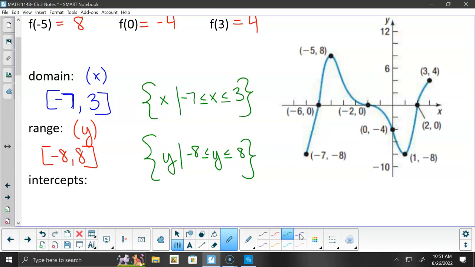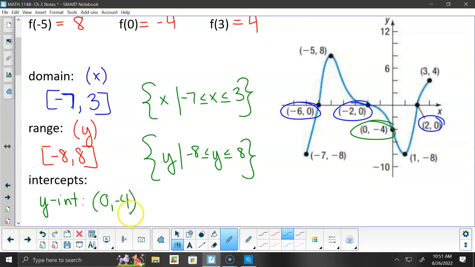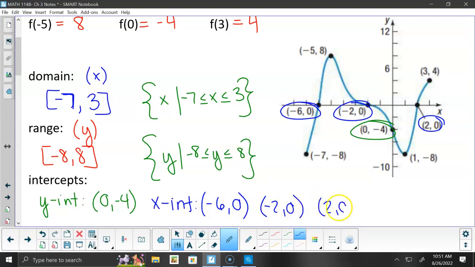How many did you guys end up with? How many intercepts? Should have 4. There are 3 x-intercepts, 1 y-intercept. So when I list it, I go y-intercept at (0, -4), and then I've got x-intercepts at (-6, 0), (-2, 0), and (2, 0).